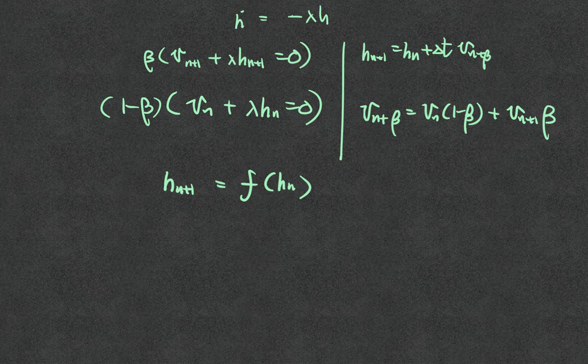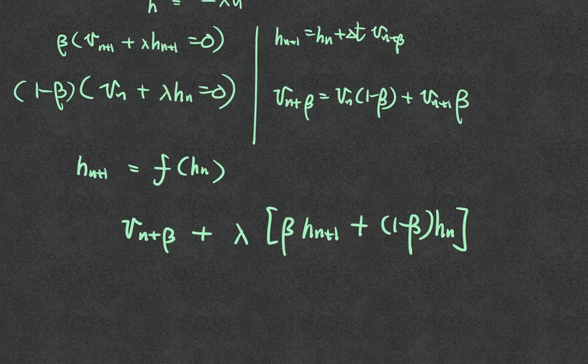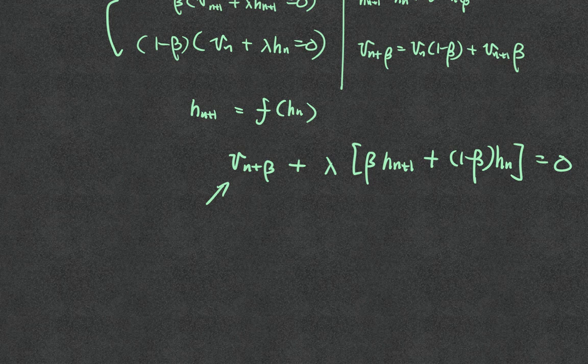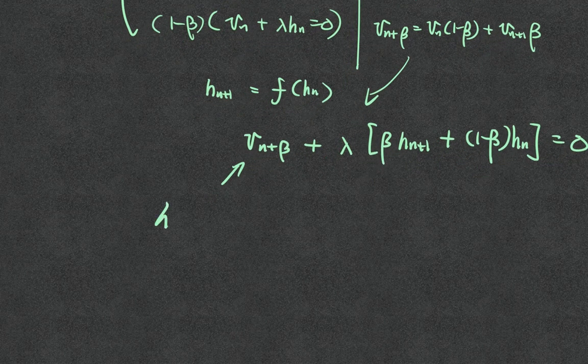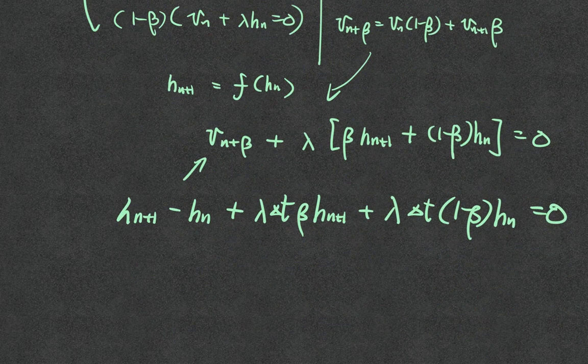If you substitute the governing equations into these two equations, what I will have is h^n plus lambda times beta h^(n+1) plus (1 minus beta) h^n equals 0. I can substitute this one here, and eventually I will have h^(n+1) minus h^n plus lambda delta t beta h^(n+1) plus lambda delta t (1 minus beta) h^n equal to 0. I just have these two equations minus each other.